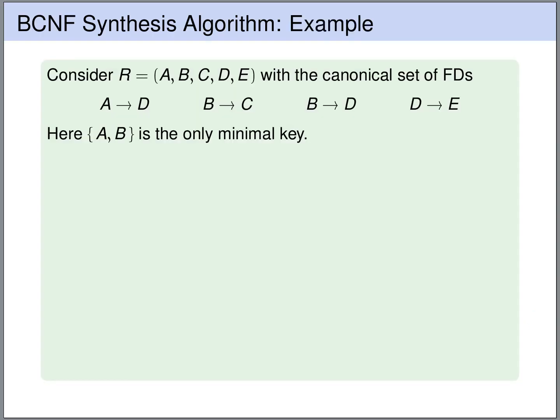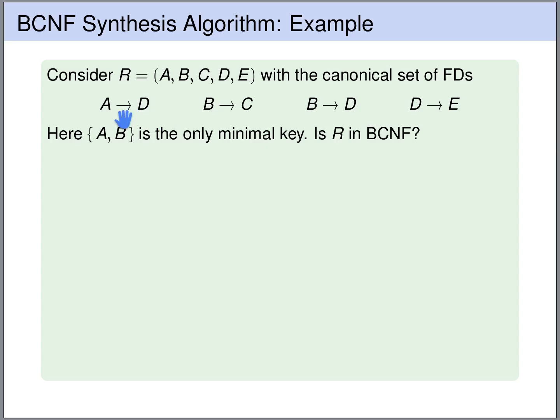So let's have a look at an example. We consider a relation R that has attributes A, B, C, D, E. And we have 4 function dependencies. The set AB is the only minimal key with respect to these function dependencies. So the first question is, is this table in Boyce-Codd normal form?